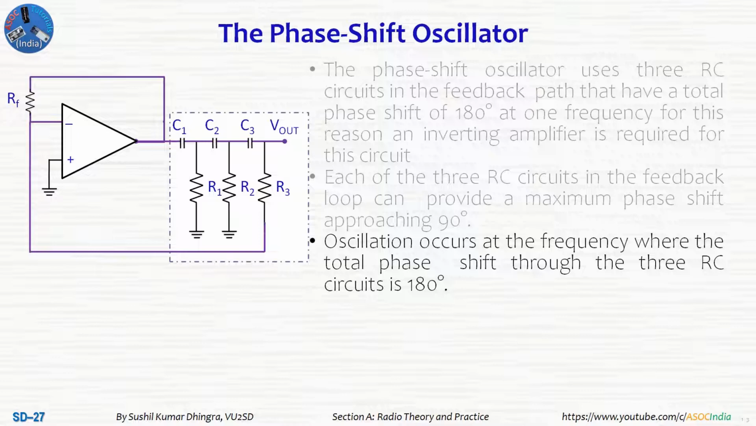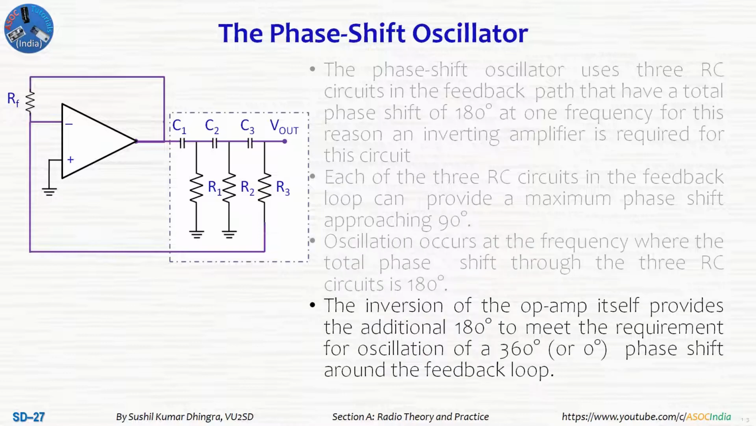At the same time, if you observe, R3 is being used as the feedback to the non-inverting input, and RF, the feedback resistor, is the direct feedback. This inversion of the operational amplifier itself provides the additional 180 degrees to meet the requirement for oscillation. So 180 plus 180 is 360 degrees, or 0 degrees, of phase shift around the circuit, and it will start oscillation.